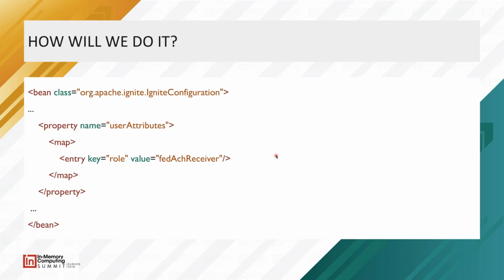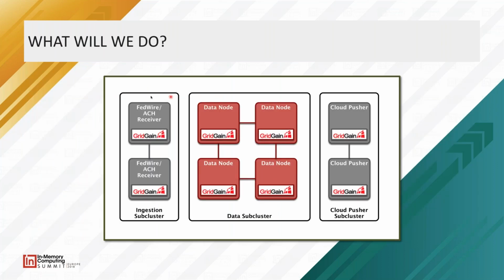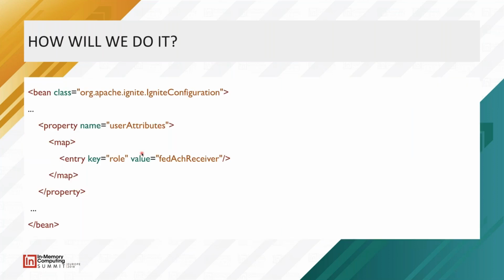So the way that you do this in GridGain, it's pretty simple. If you want to have nodes of different types, you just set different user attributes in the node's configuration XML. For example, here I'm setting a user attribute for a node to be a Fed ACH receiver. And through some magic in GridGain, we can set up a subcluster of all of the nodes that are tagged with the Fed ACH receiver role, which would be these nodes here, right, that receive FedWire and ACH messages.